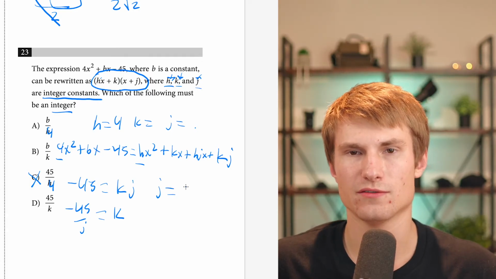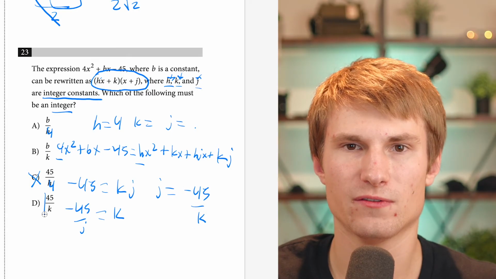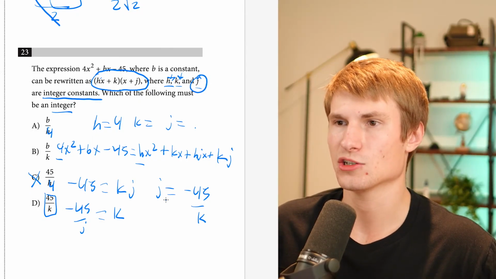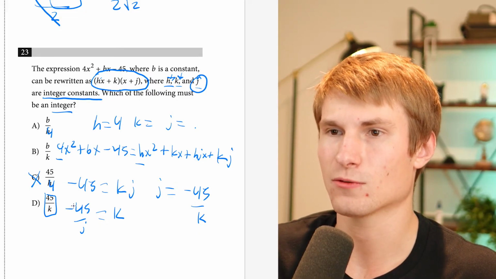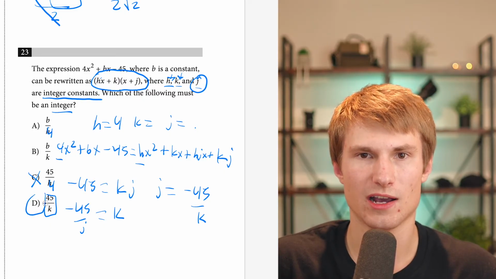We can solve for the value of j as negative 45 divided by k. We do have 45 over k here. We know that j is an integer constant. Since j is an integer constant and we have the value of negative 45 over k, that means 45 over k is also an integer constant. So our answer there would have to be C.